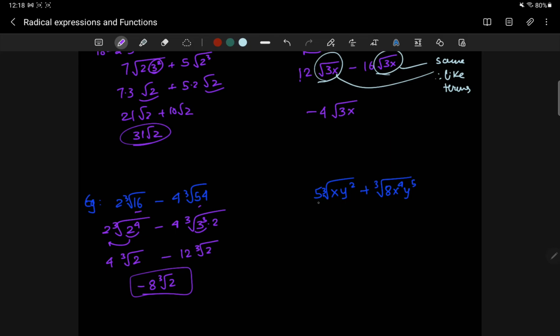Okay. Now here it's 5xy to the 2, but this is a cube root, right? But there are no 3 copies of x and there are no 3 copies of y, so this cannot be simplified. So it's as it is.